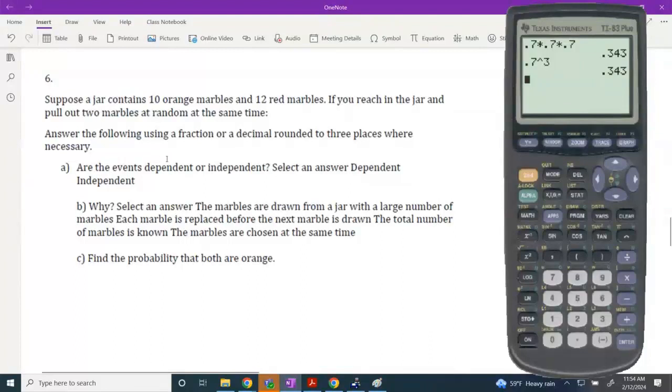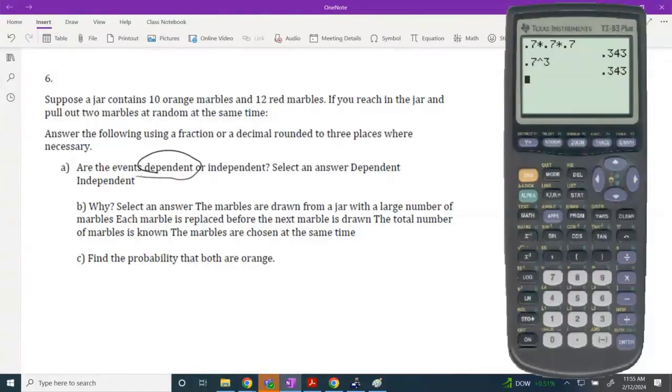Okay, so we hadn't talked about with replacement or without replacement, but this would be an example of without replacement, because we're taking 2 marbles at a time. So technically, the first marble our hand touches and keeps, that affects the probability for the second marble, because we've taken that first marble out of the original sample. Okay. So those events would be dependent. And this is the reason why. Okay, it says why, select an answer. The marbles are drawn from the jar with a large number of marbles. That's not true. Each marble is replaced before the next marble is drawn. Okay, that's the replacement deal. And if that were the case, it would be independent.